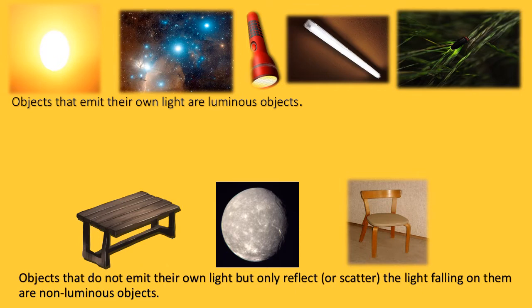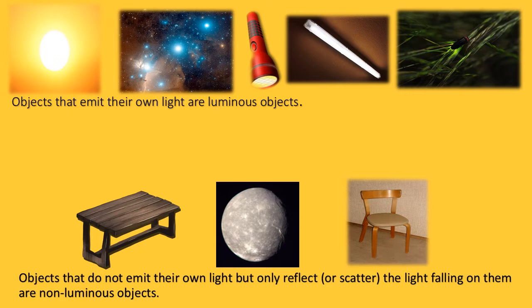Light enables us to see objects from which it comes or from which it is reflected. For example, we see the sun because it's emitting light. We see the stars, they are emitting their own light. We see the light from the tube, the torch. The firefly emits its own light. So all these objects come under the category of luminous objects as they give light of their own.